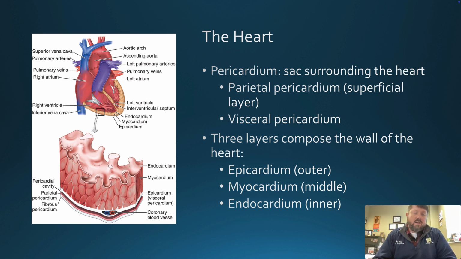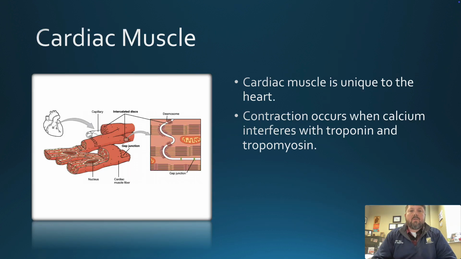So the heart is a very unique organ. It's essentially a ball of muscle that has properties of skeletal muscle and of smooth muscle. But it's very unique because it also has other properties as well. The myocardial muscle is very unique to the heart. It's designed to expand and contract.